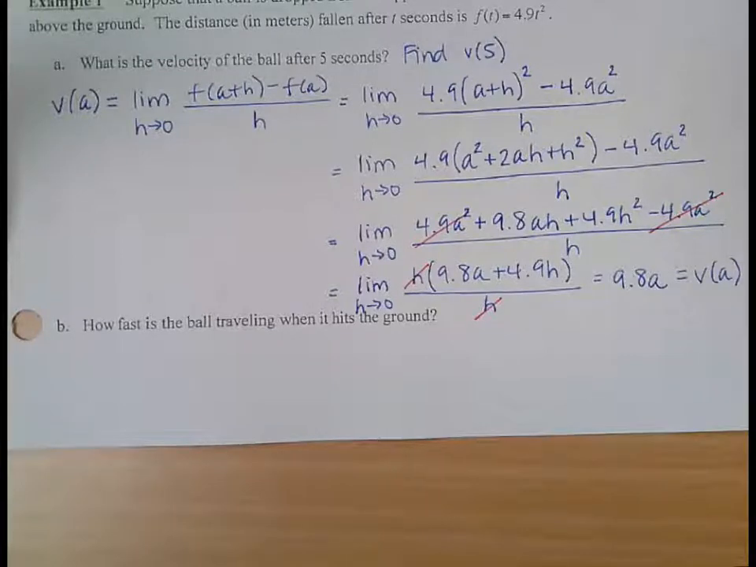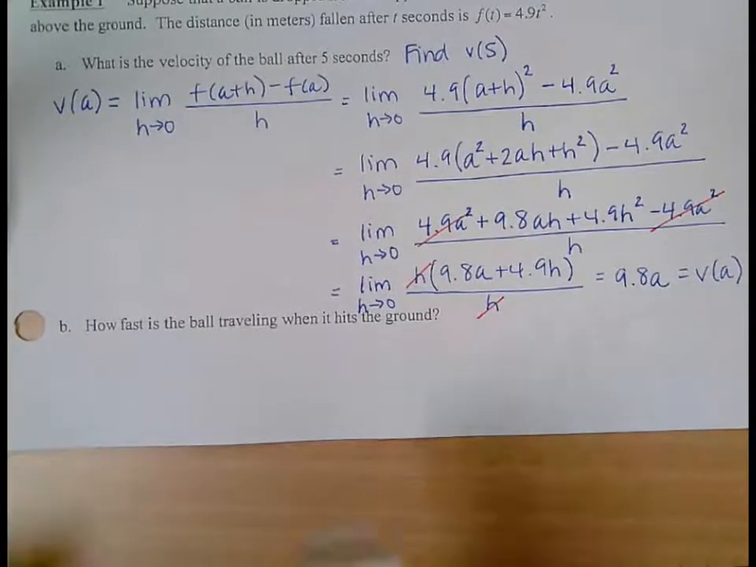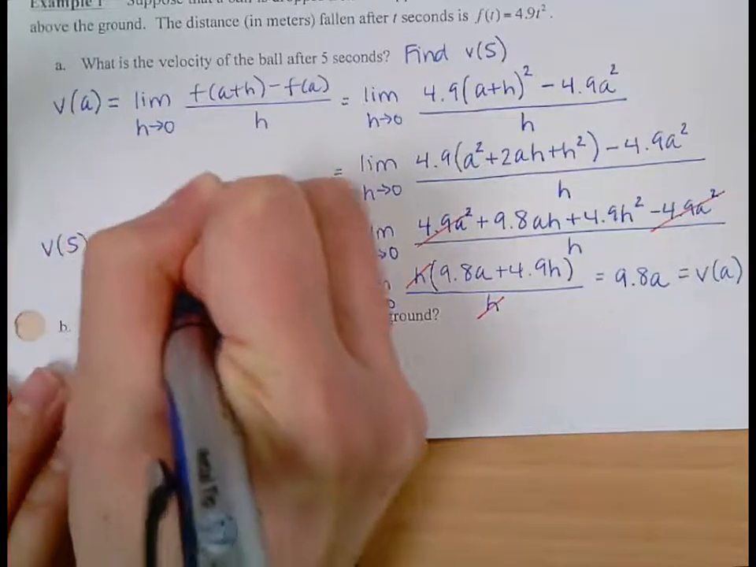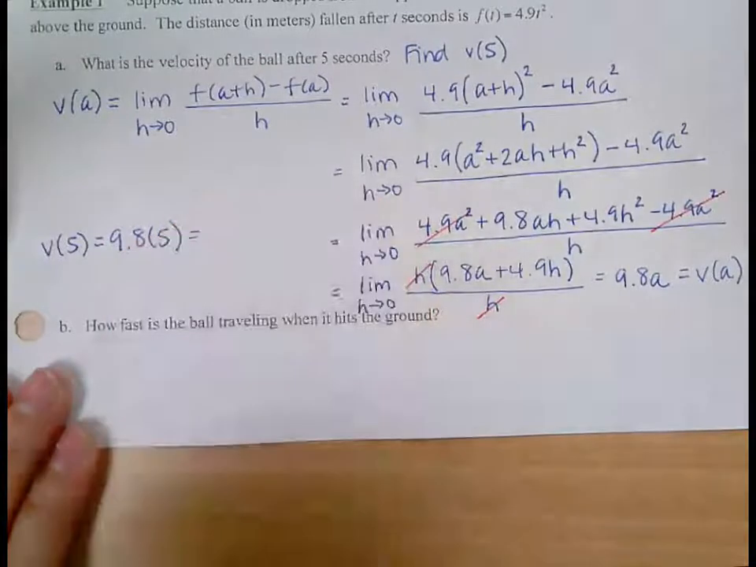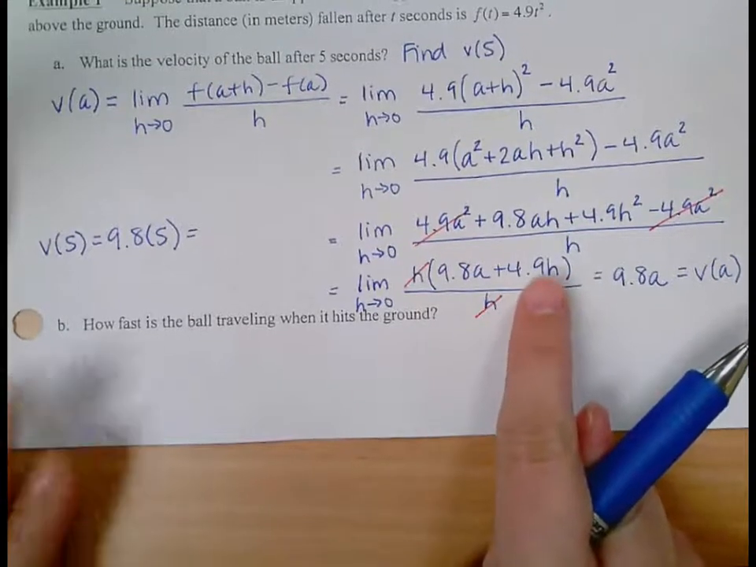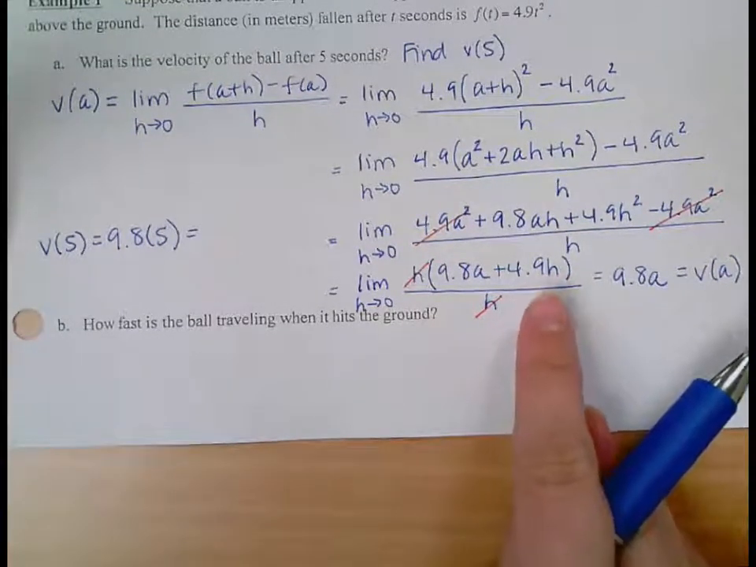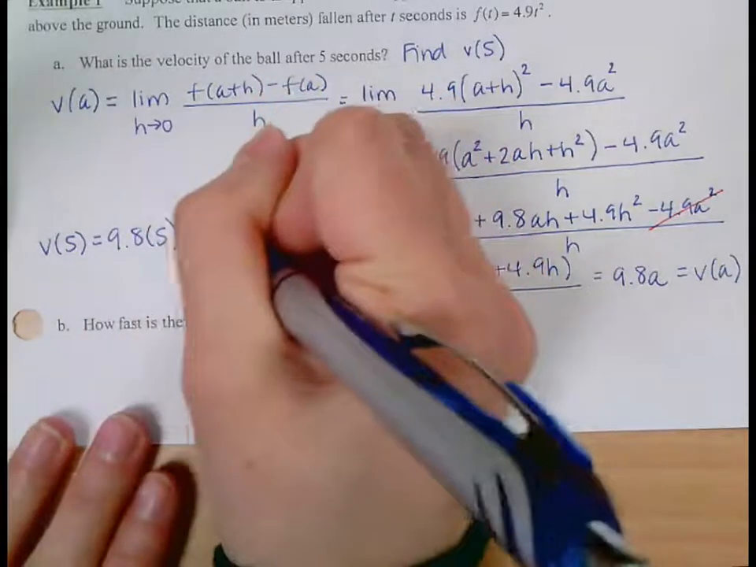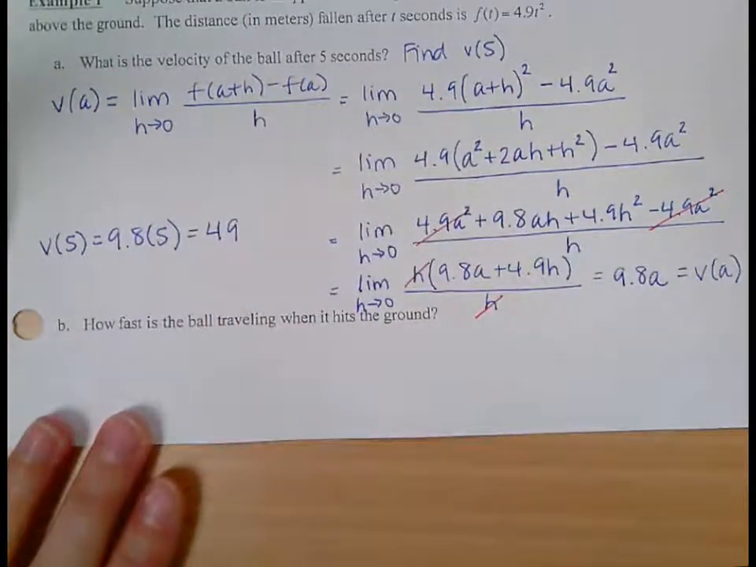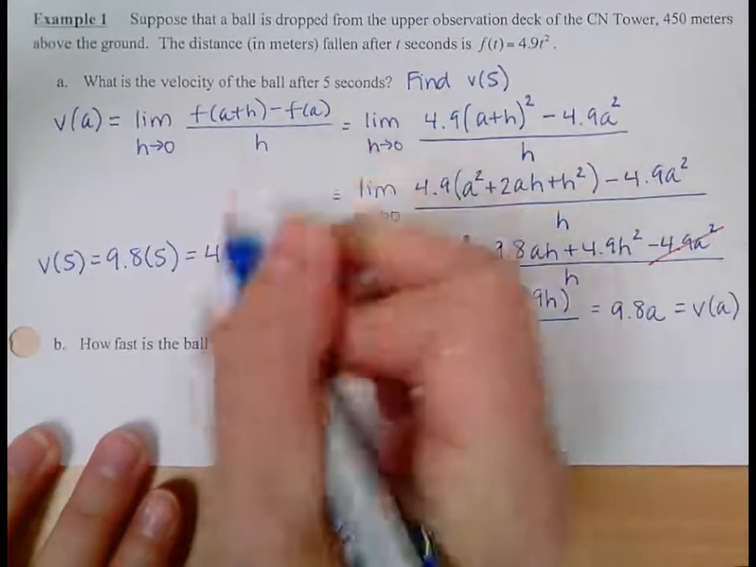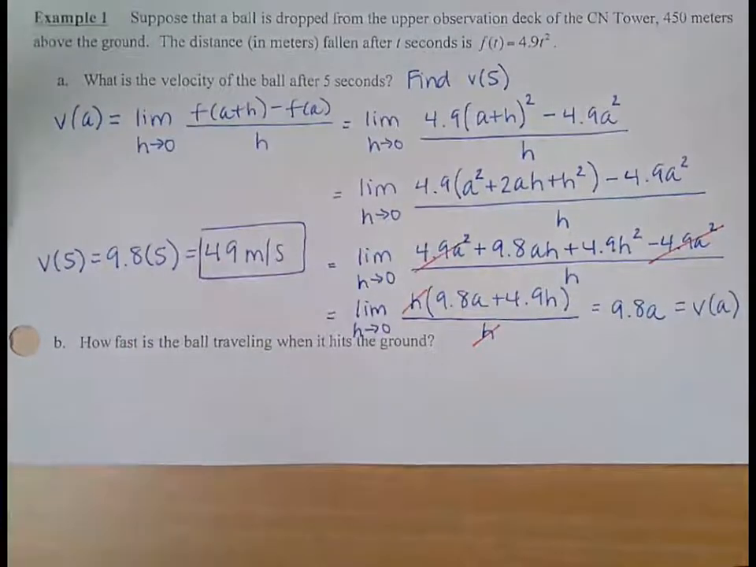And now, ultimately, I wanted the velocity after 5 seconds. I just have to then replace the a with 5. So v of 5 is 9.8 times 5. You substitute 0 in for the h. Yep, so anything that's still left with h is going to become 0. And then 9.8 times 5 is 49. And what would the units be on the velocity? Meters per second. Yes.